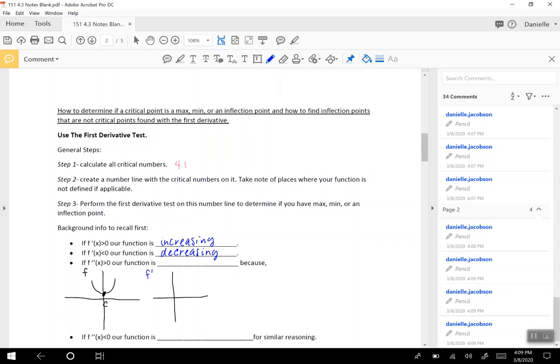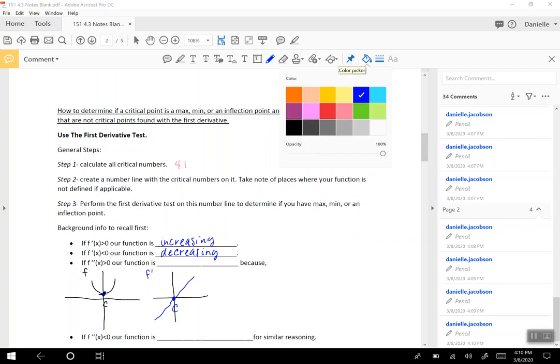So f prime. Okay, so remember from 2.8, we take note of where the tangent line is horizontal, which is at c. Right, notice on the left-hand side of c, my slope is negative. So I have a negative slope. On the right, it's positive, and again, this is just a sketch, so obviously it's not perfect, but it gives us a good idea.